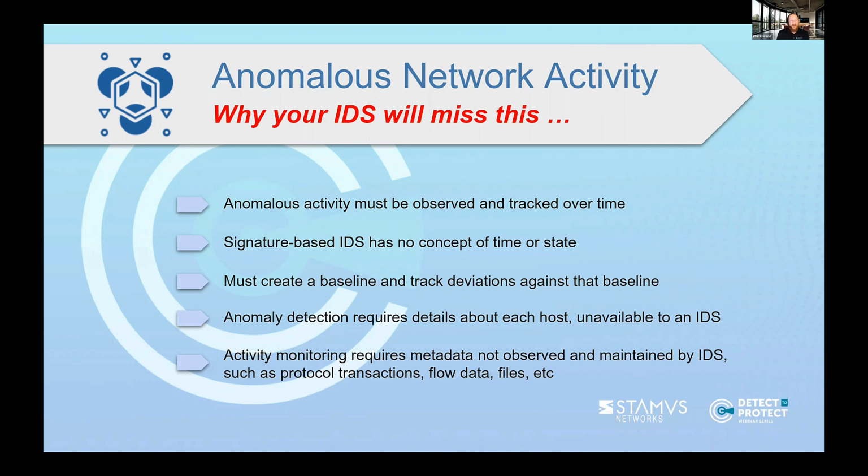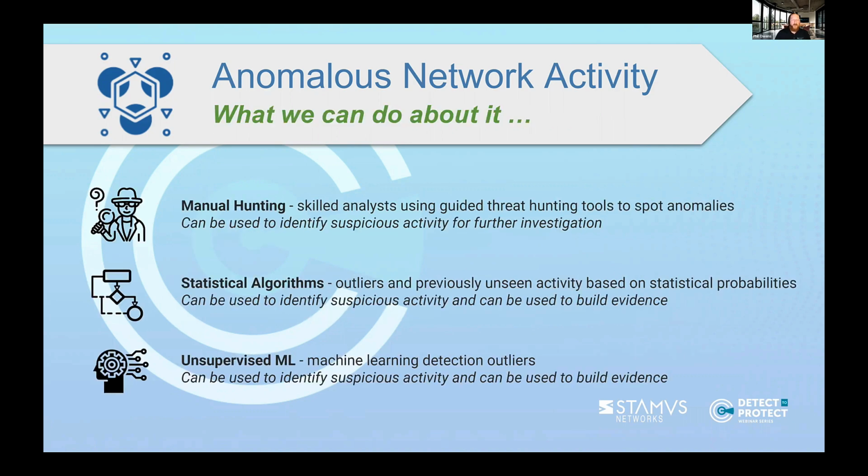You must create a baseline, right? That's what I was mentioning. And anomaly detection requires details about each host, right? So this gives the whole idea of the state of the host that's really unavailable to an IDS. Activity monitoring requires metadata not observed and maintained on an IDS, such as protocol transactions, flow data, files, anything else that you would typically find in an NSM type of solution, but not necessarily the IDS, as it's just firing alerts. So what can we do here?